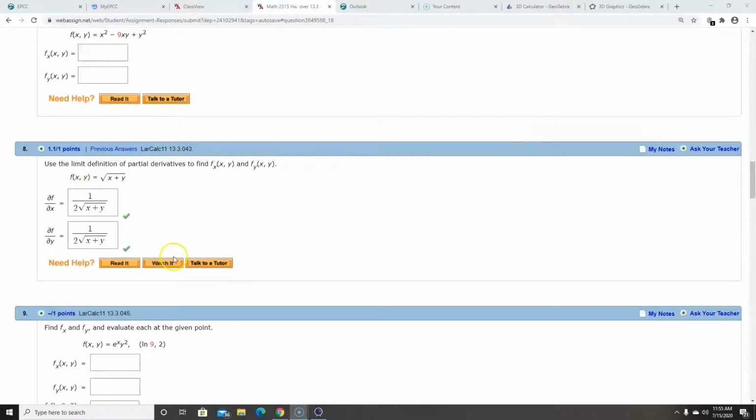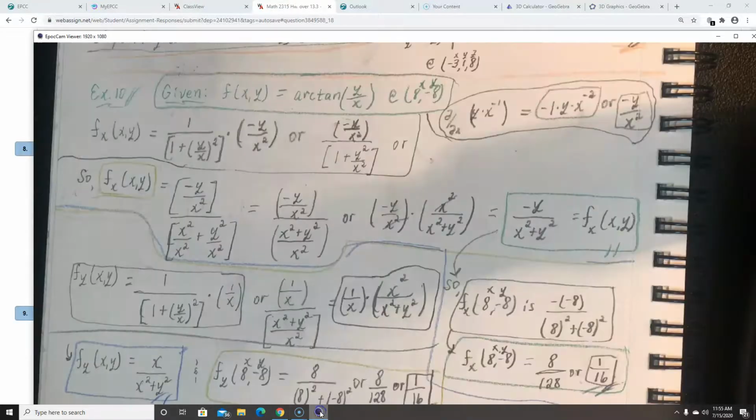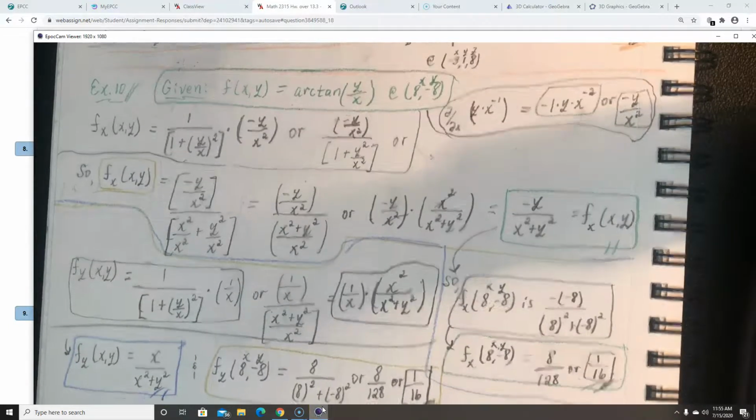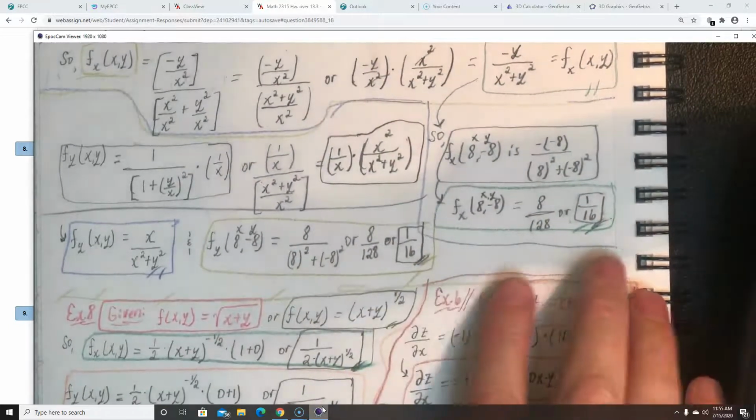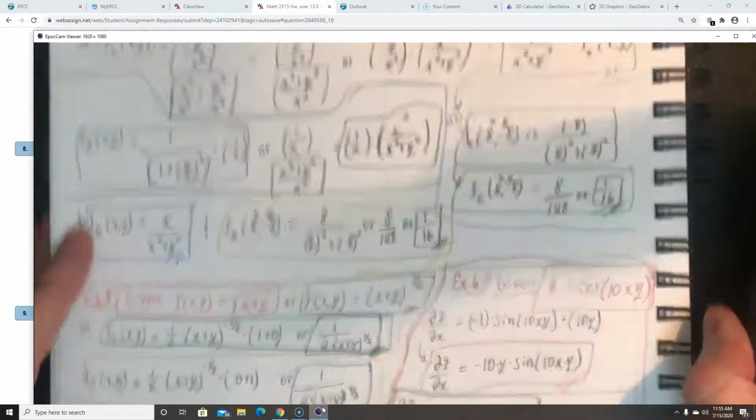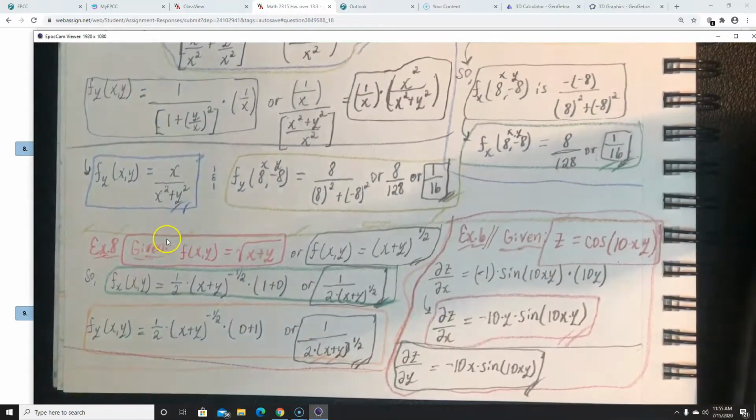So let's do this. Number 8. Given f of x, y equals the square root of x plus y, just like it was on WebAssign, which you can rewrite as x plus y to the 1/2 power, of course, which will help us when we have to differentiate it.